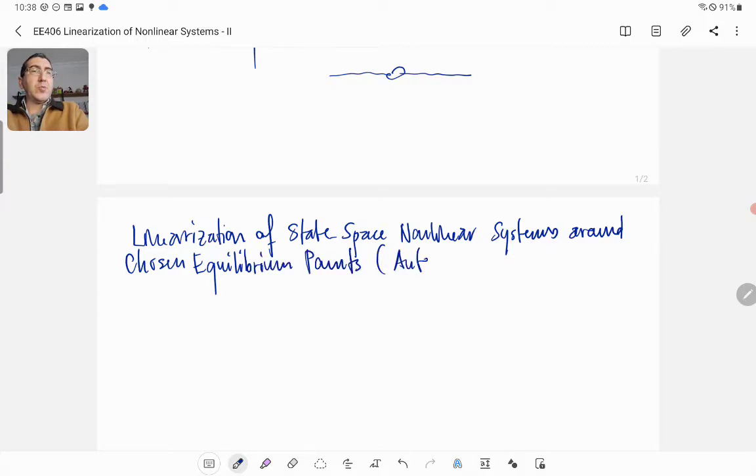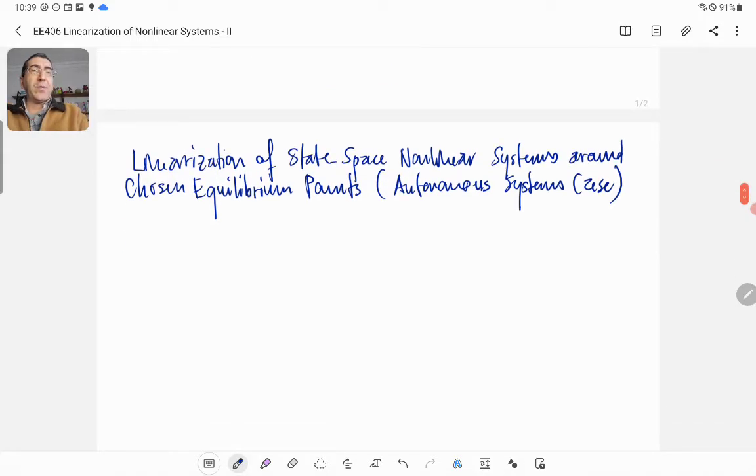And this is the autonomous systems case. We will later on extend this to non-autonomous or forced systems as well. Now, the formal way to do this, and we kind of partially covered that in 407 as well, is to use the Taylor series expansion. Taylor series expansion is basically to write any nonlinear function as a series. In fact, as an infinite series, a series with an infinite number of terms.